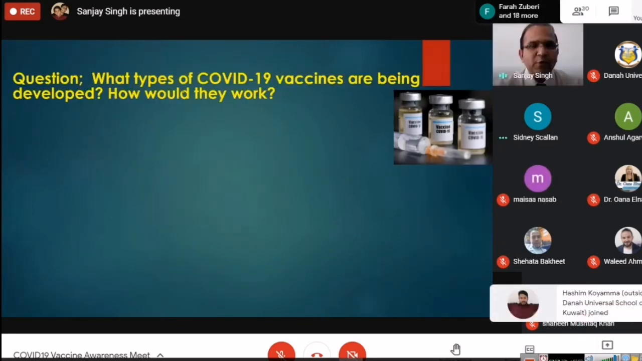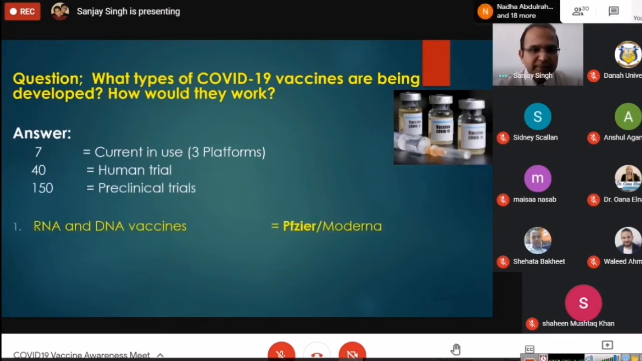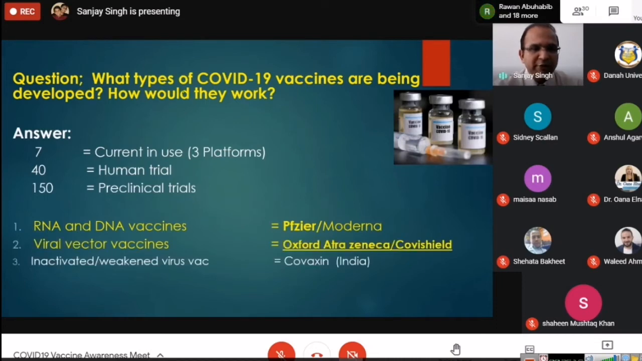Now, what are the types of COVID-19 vaccine being developed and how do they work? Currently, there are 7 in use using 3 platforms, as I mentioned before. There are 40 in the human trial stage, and there are up to 150 in preclinical trials. And at the moment, globally, we are using 3 types, and the first 2 are used in Kuwait. And there are other ones that are protein-based. They are 28 in development.